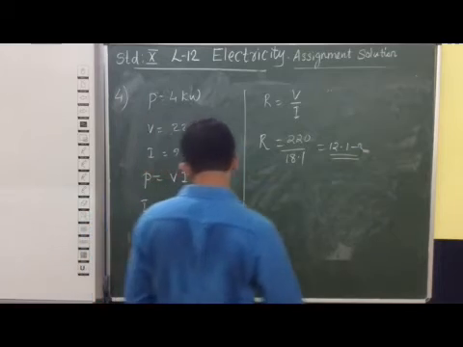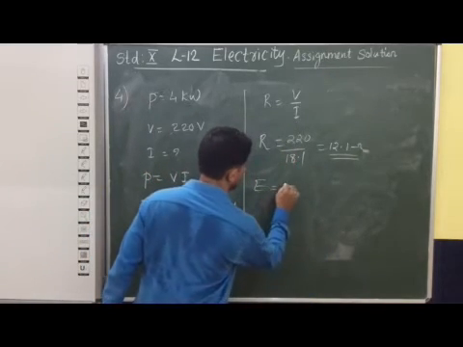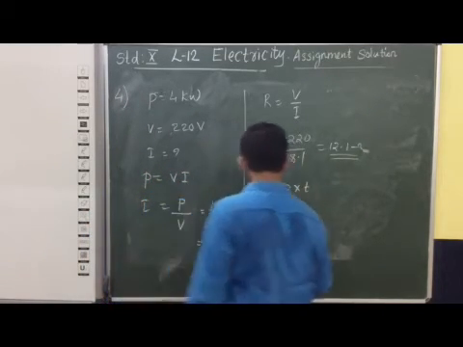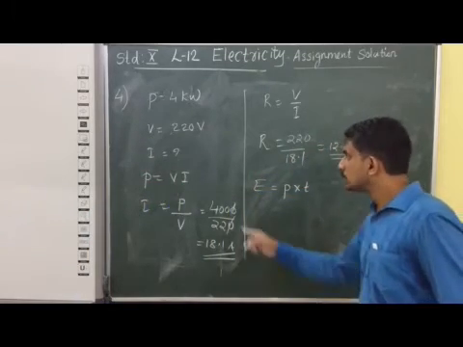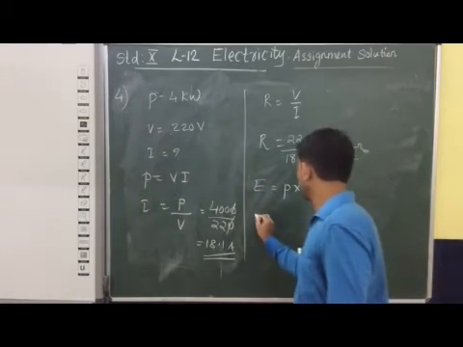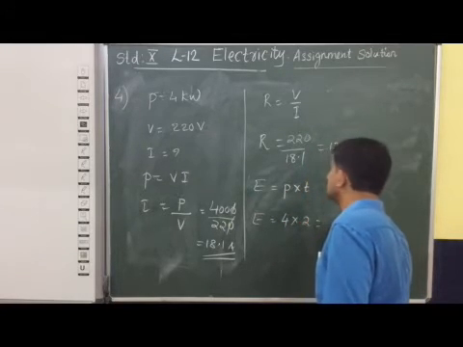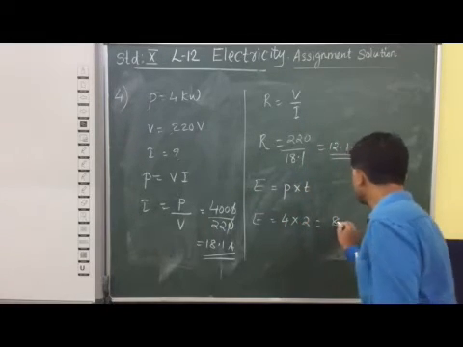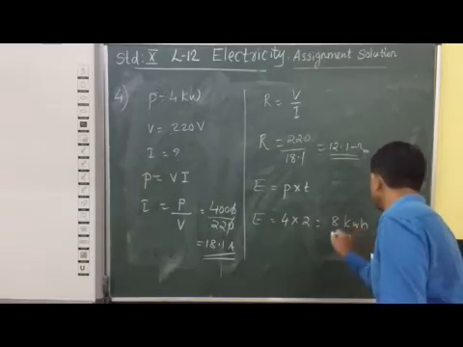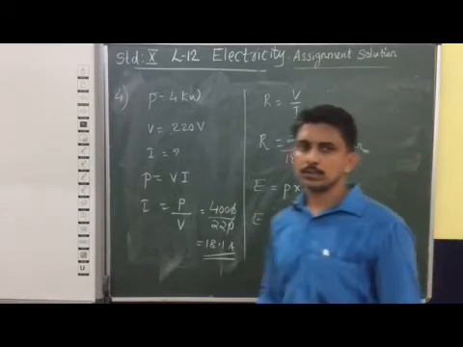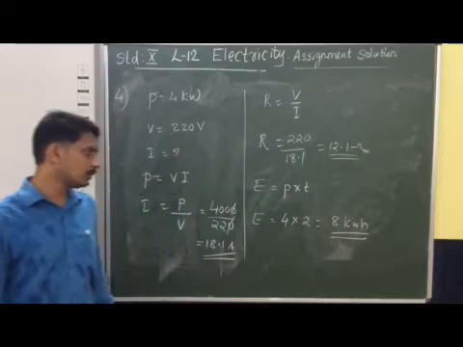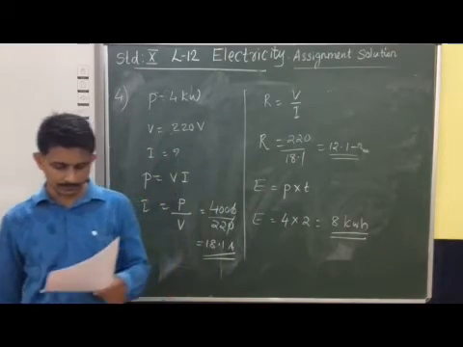Now the energy consumed in 2 hours. Energy is power into time. The power is 4 kilowatt, so energy is equal to 4 into 2. That means energy is 8 kilowatt hour. So this much energy is consumed in 2 hours, 8 kilowatt hour.